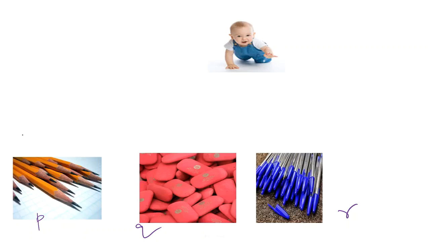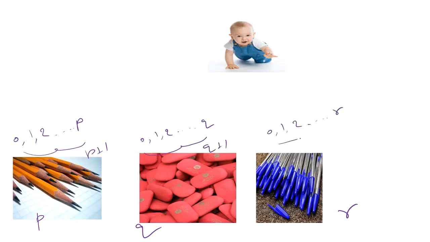He can select either 0 pencils or 1 pencil or 2 pencils, so on up to p pencils. So the number of ways of selecting pencils is going to be p plus 1. Similarly, he can select 0 erasers or 1 eraser or 2 erasers, so on up to q erasers. The number of ways of selecting erasers is going to be q plus 1. And he can select 0 pens or 1 pen or 2 pens, so on up to r pens. So the number of ways of selecting pens is going to be r plus 1.